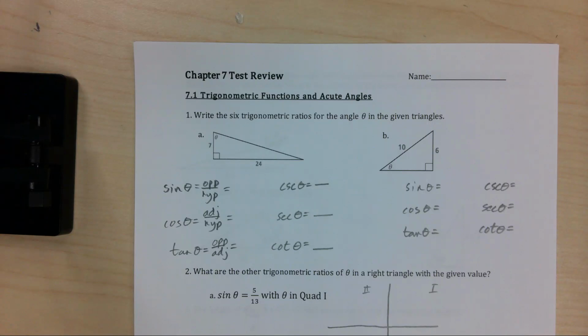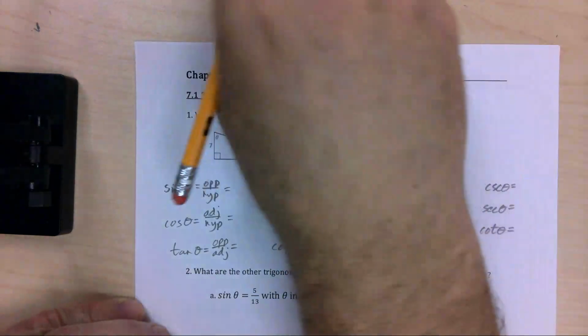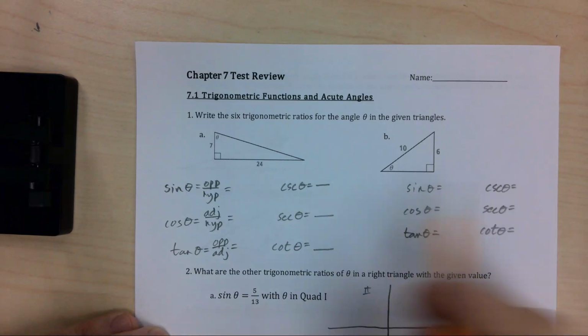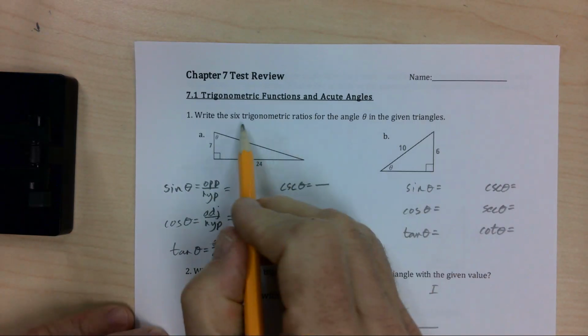Unit 7, test review. I've already kind of done some work, so I will take less time during the video. So let's get going. It says write the 6 trigonometric ratios.